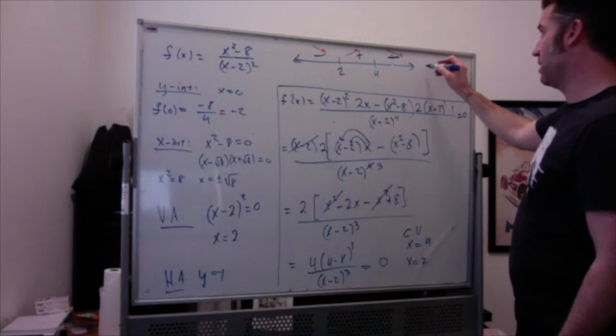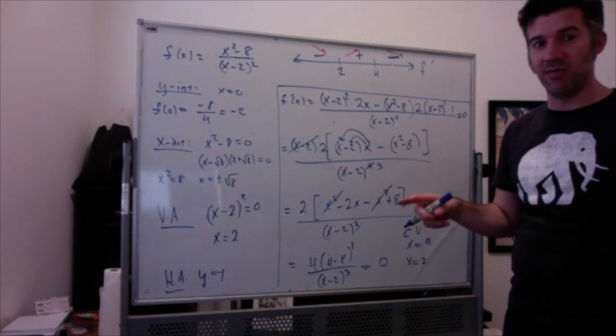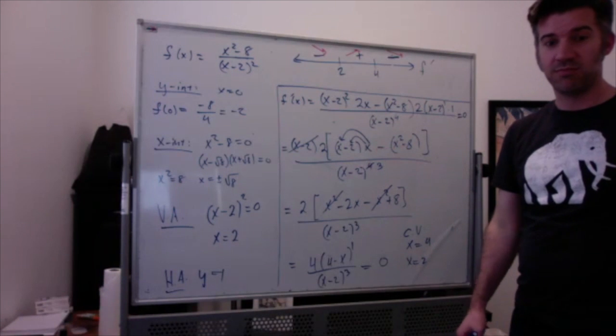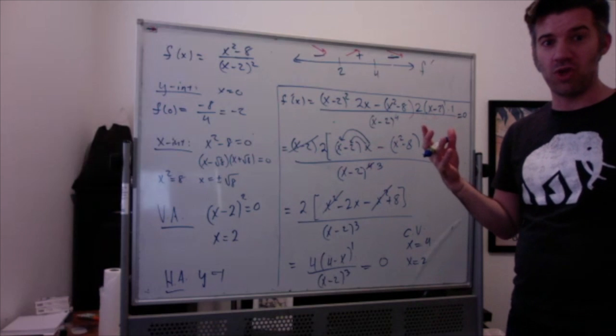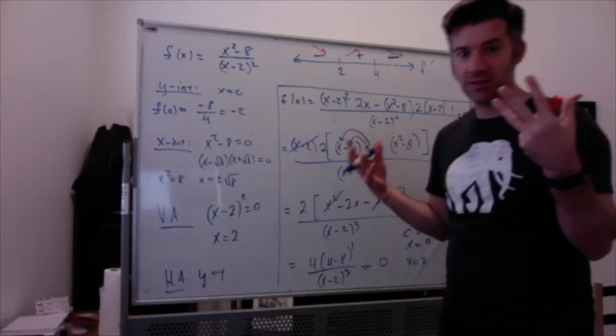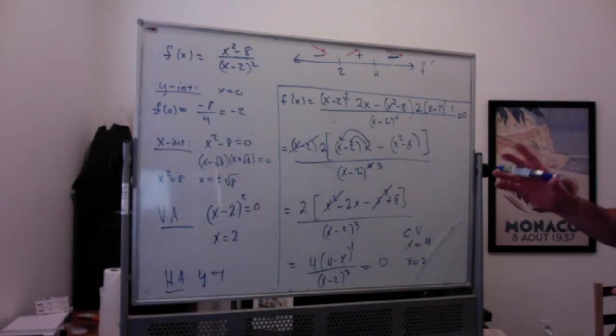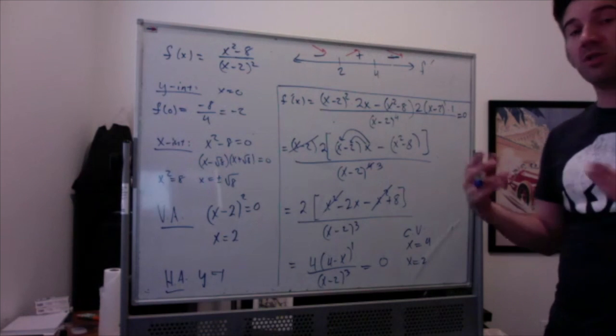Okay, so let me ask you guys. Do I have a relative minimum at 2? Yes or no? I saw a yes and a no. So the answer is no.